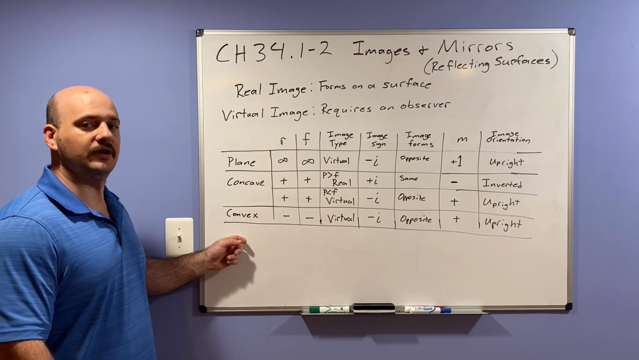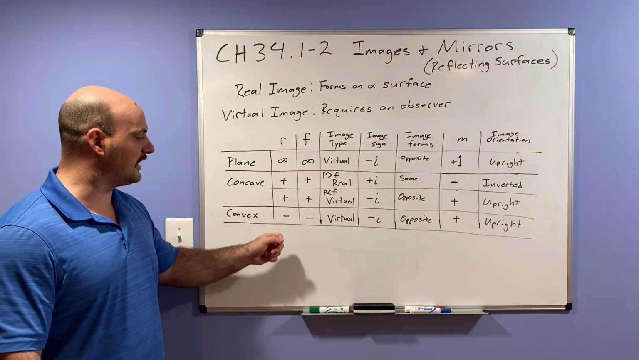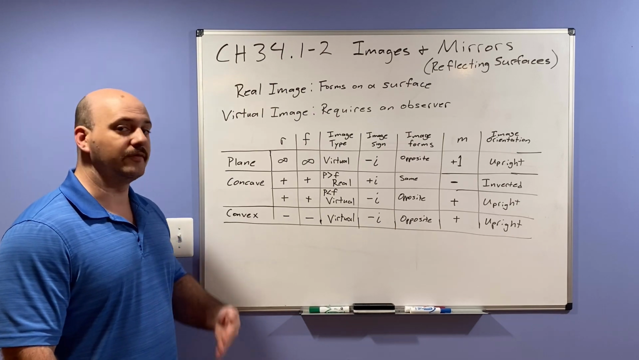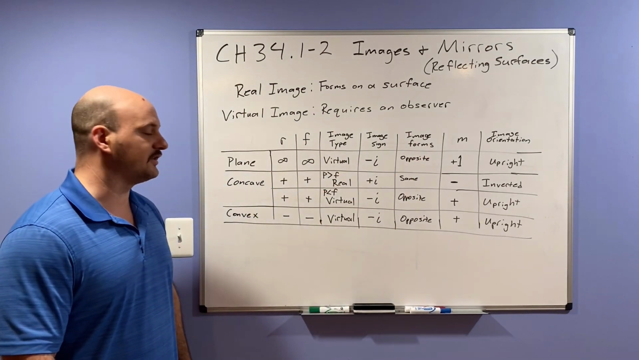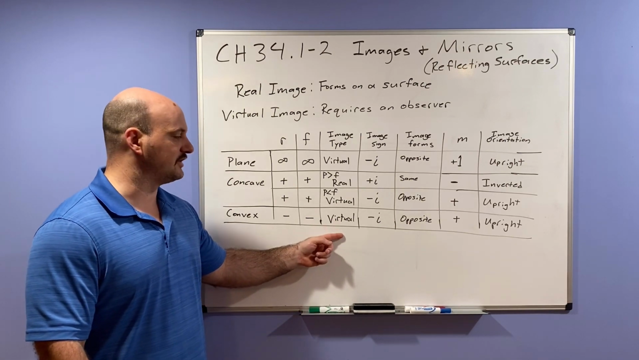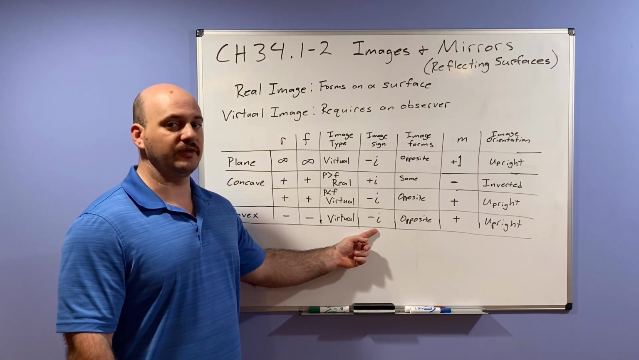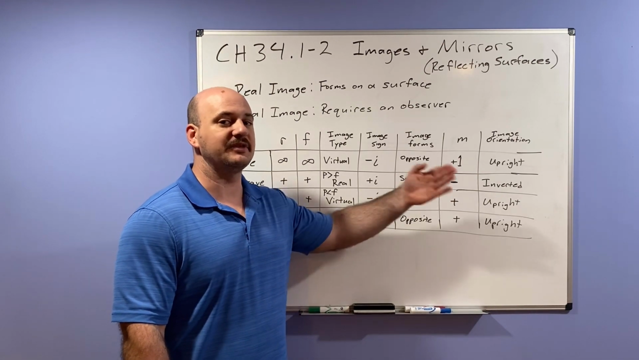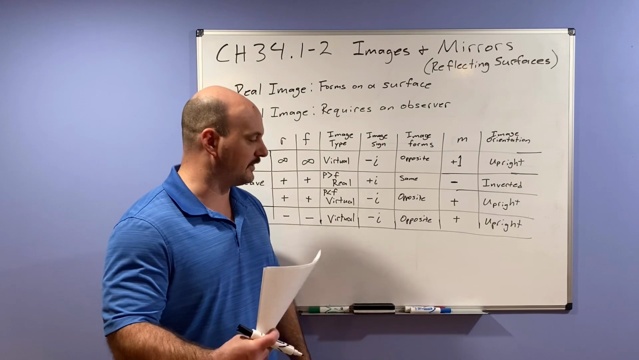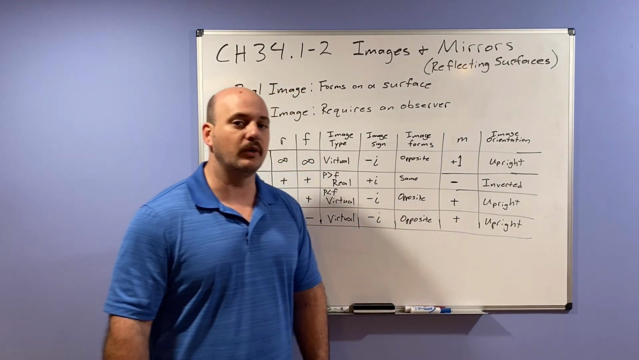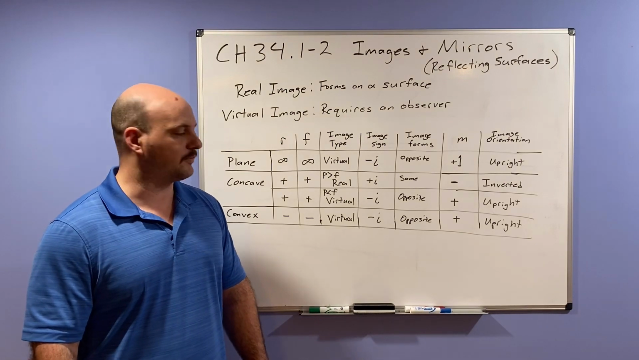Convex mirrors have a negative radius of curvature and a negative focal length. Both of those are on the opposite side of the mirror. It's curved away from the object. And it can only form virtual images. Virtual images are associated with a negative image distance, and virtual images form on the opposite side of the mirror from the object. Its magnification will be positive, and thus the image will be oriented upright.